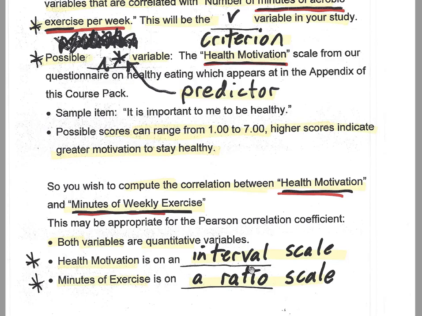Health motivation is probably measured on an interval scale of measurement. It's measured with a multiple item summated rating scale, and we generally assume that variables measured with multiple item summated rating scales are measured on an interval scale. Minutes of exercise is on a ratio scale. The values represent number of minutes, there's equal intervals between consecutive values, and there's a true 0 point. If somebody says, I exercised 0 minutes last week, that's a true 0 point. So, on the surface at least, it looks like these would be appropriate variables to investigate with Pearson correlation.